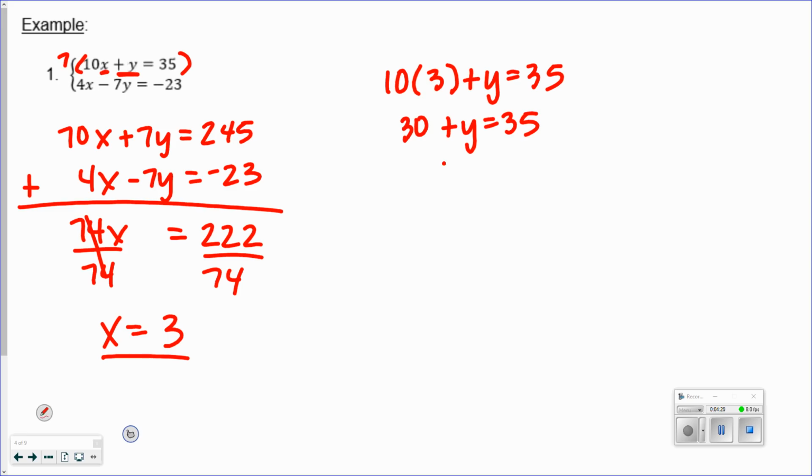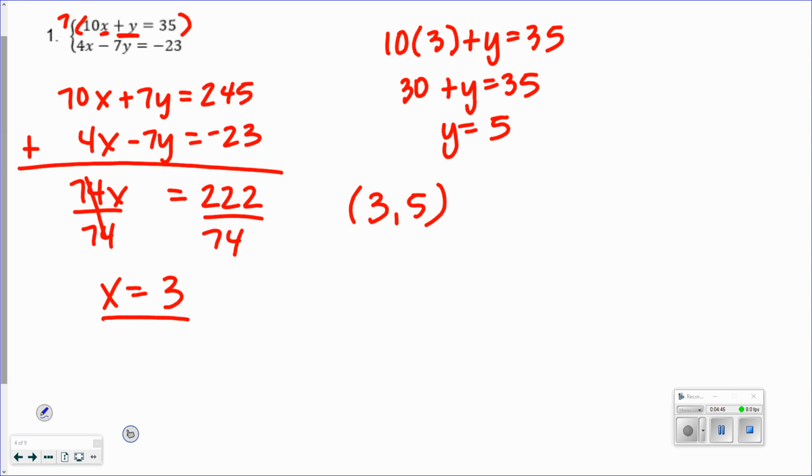So we have a solution, which is (3, 5). The next step is you should always check your answers, and by checking it, it means you take the answer that you get, (3, 5), and you make sure it works when you plug it into both equations. So I'm going to check the first one.